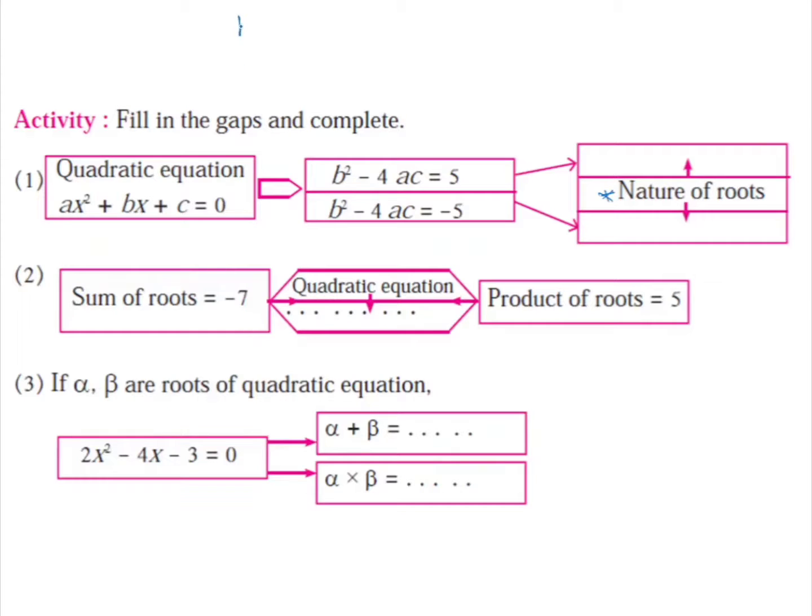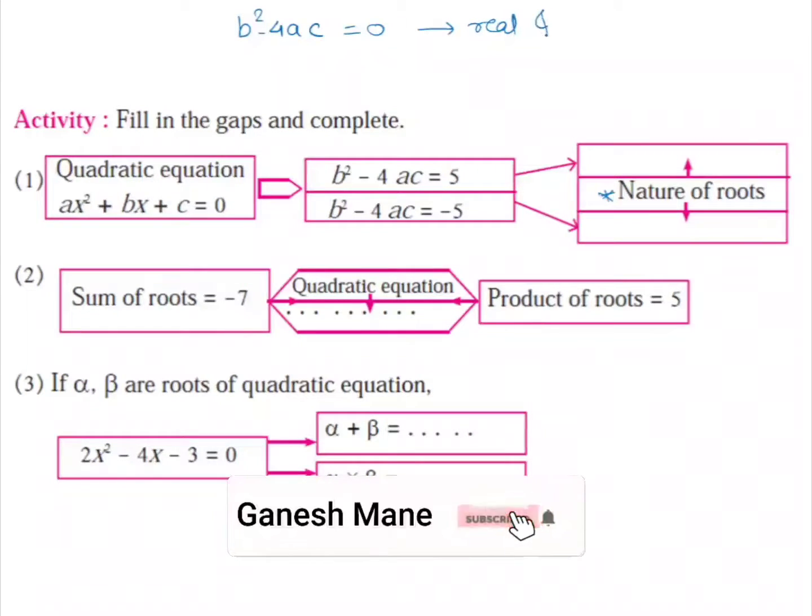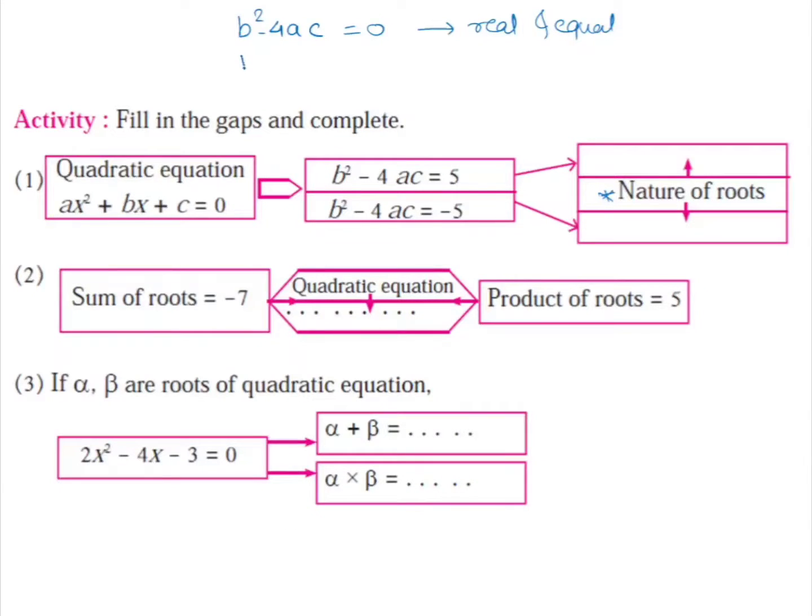So we know that b square minus 4ac is called the discriminant, which is obtained from the formula by which we can find the solutions of a quadratic equation. So if b square minus 4ac is equal to 0, then the roots are real and equal, as we know. Then there is another possibility for the value of b square minus 4ac.